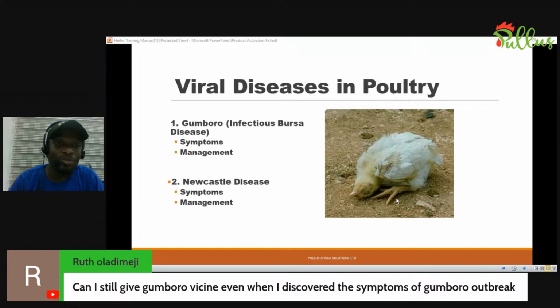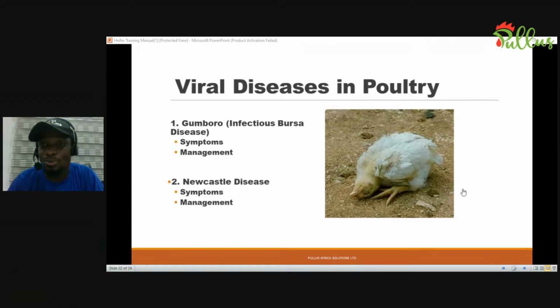But when they are sick, the response that you get from the immune system is not going to be significant, because the immune system at that time is busy trying to fight the problem that is happening. And when the response from the immune system is not significant, you're not going to get the required number of antibodies produced to give the required immunity for that problem. So that is why you should not vaccinate your birds when they are sick. When you have an outbreak of Gumboro, what you should be thinking about is how to manage it at that point in time. Thank you so much, Ruth Oladimeji, for that question.